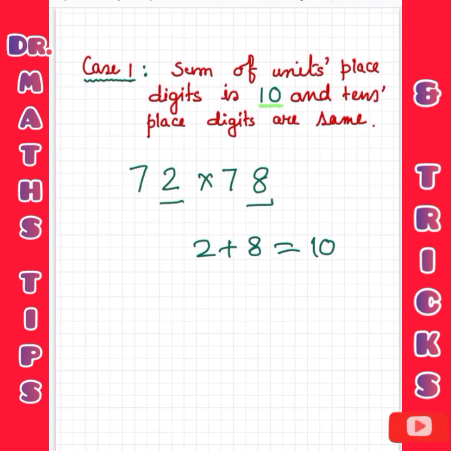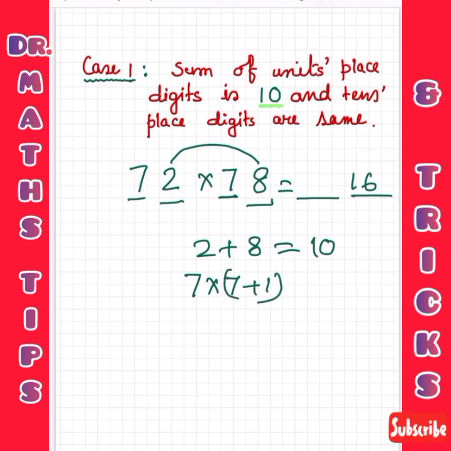Now see the trick. First draw two lines here and multiply the two units digits, 2 and 8, that is 16. Put 16 on the right side. Now for these two sevens, we multiply 7 and its next number, 7 plus 1, that is 7 into 8. 7 8s are 56. Put 56 here.